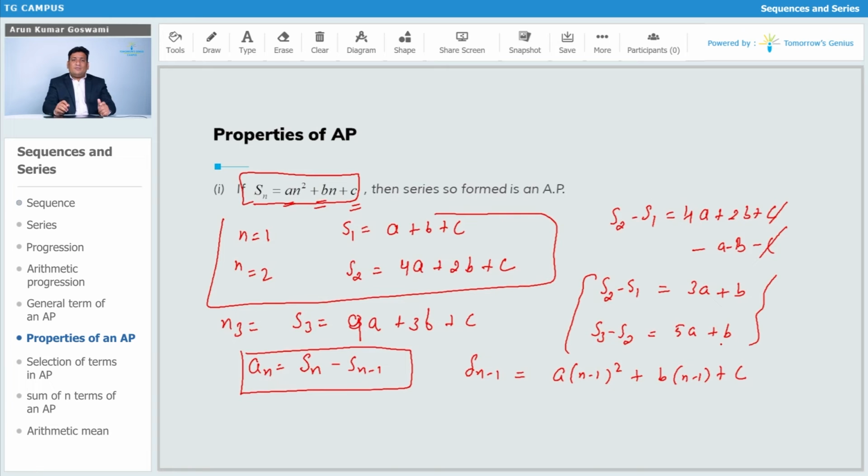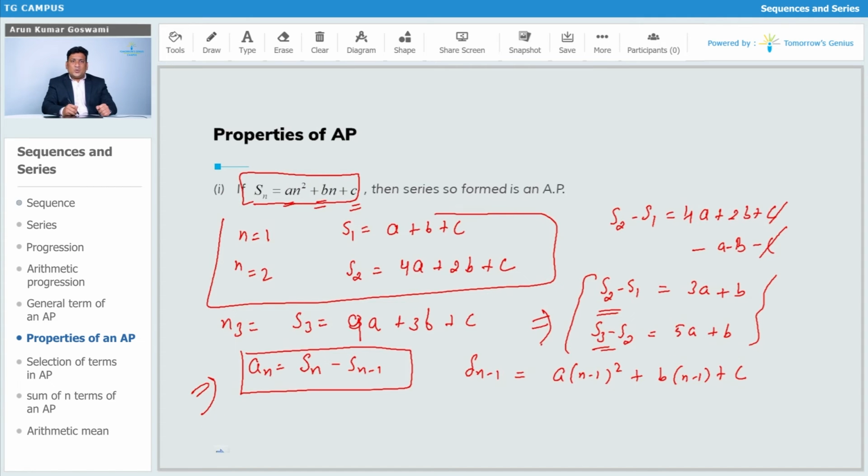So by that an, you can say easily and directly that my series will be an AP, and by this thing also we can say that my series will be an AP only. Okay, there are two ways, you can choose any one. You can find an from this by subtracting using this formula, or else by this only you can say that this is nothing but an AP.